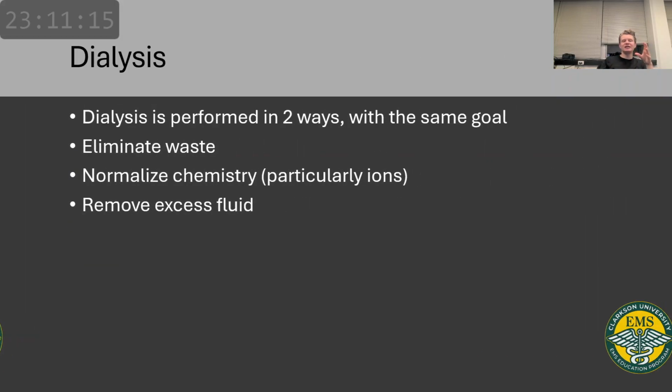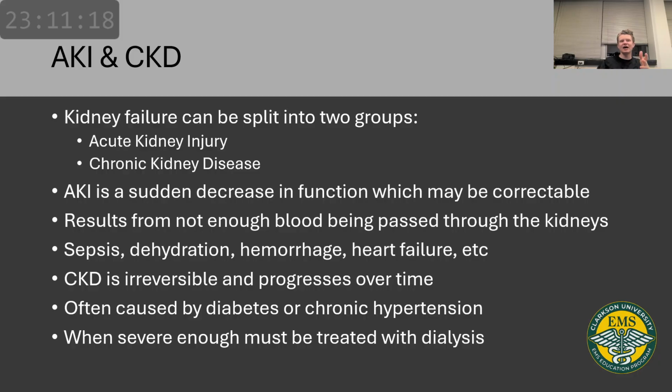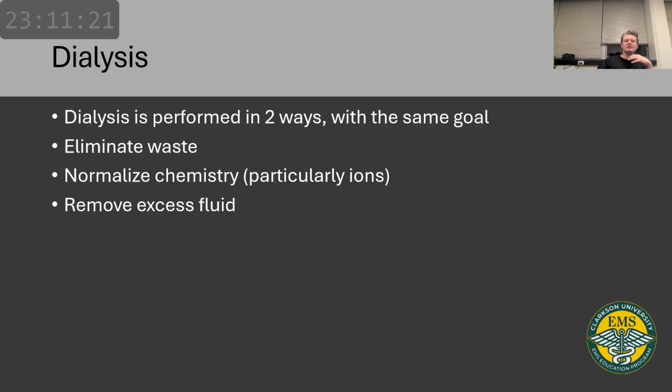When our CKD gets bad enough, or in the case of AKI, maybe we do it once or twice, we need to get dialysis. All types of dialysis have the same goal, where there's two main ways that we do it, but for both of them, we want to eliminate waste. We want to normalize some of our blood chemistry, especially these strange excess ions that can build up, things like potassium and calcium and sodium and chlorine. Balance those out, make sure that we're not getting too high or too low. And then we want to remove excess fluid from the body. Remember that our kidneys process out these waste products, but they also help manage our fluid volume as we consume liquid.